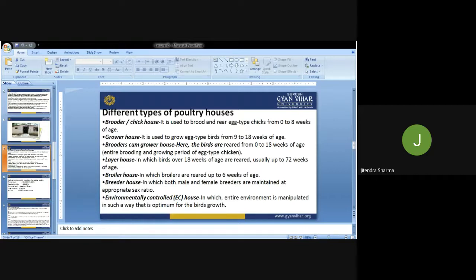Now we have a broiler house in which broilers are reared up to 6 weeks of age. These are the houses where we keep the broilers for 6 weeks if we have a separate grower.